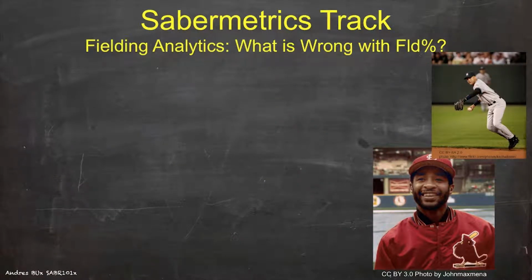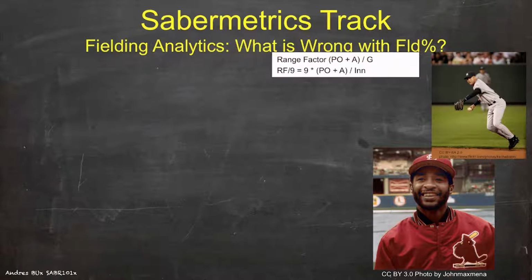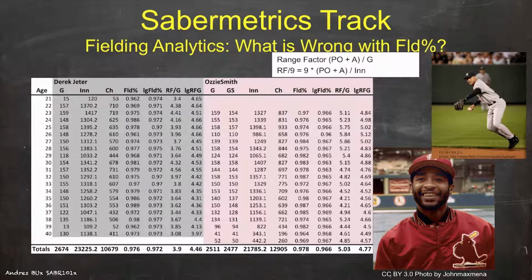So continuing our look at fielding analytics, let's review again what's wrong with fielding percentage. Remind you the basic range factor formulas that come from box score level data. This is the career fielding statistics of both Derek Jeter and Ozzie Smith. And as we noted before, the fielding percentages of both Derek Jeter and Ozzie Smith are the same, but range factors are very different, especially compared to the league average when those players were playing.